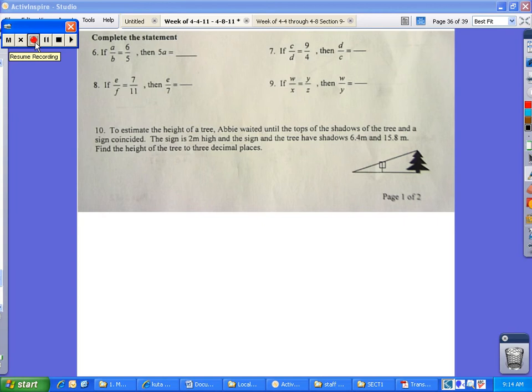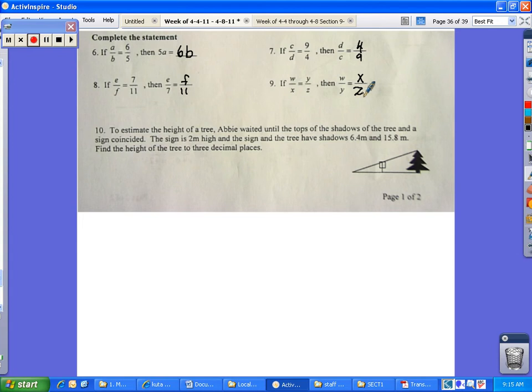Alright, for numbers 6 through 9, you really just want to write based on the proportional equivalences that we talked about at the beginning of the unit. So how did I get 5a? I got that by cross multiplying. If I cross multiply the other side, I'll get 6b. And number 7, C and D were flipped, so by the reciprocal property, I know that this is 4/9. Over here, F and 11 correspond. And same thing here, W and Y, X and Z correspond.